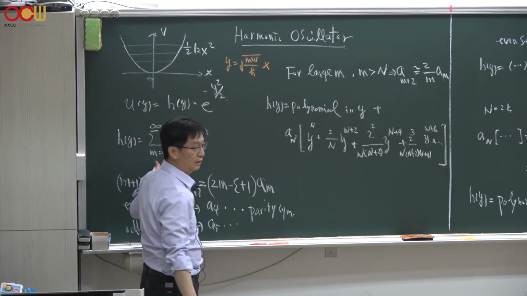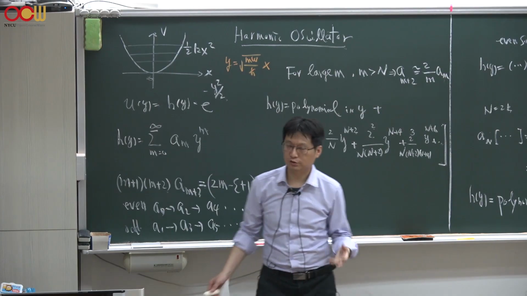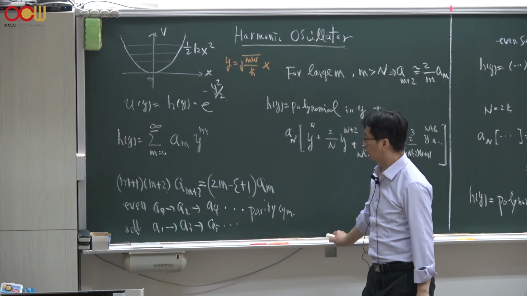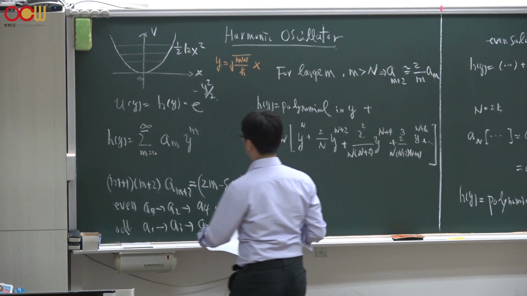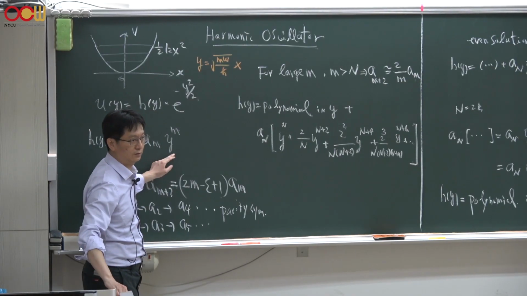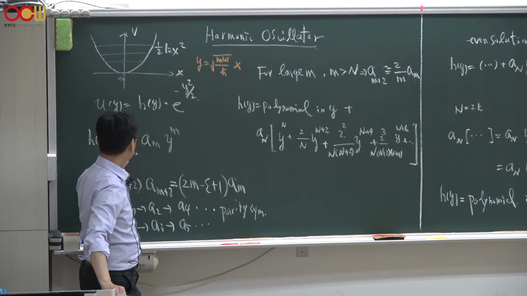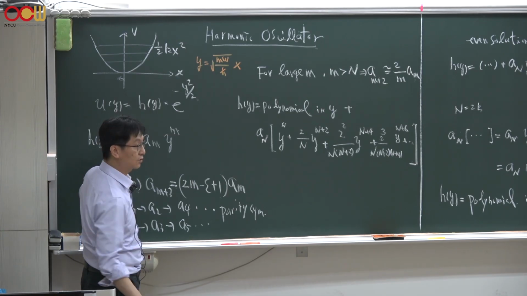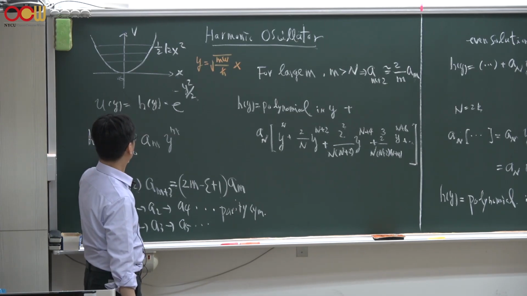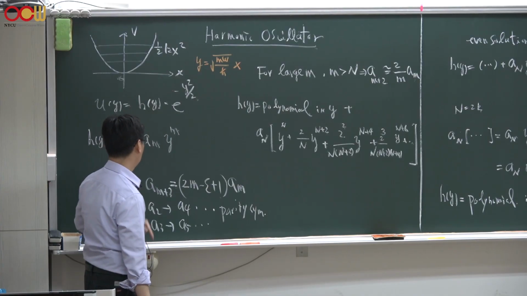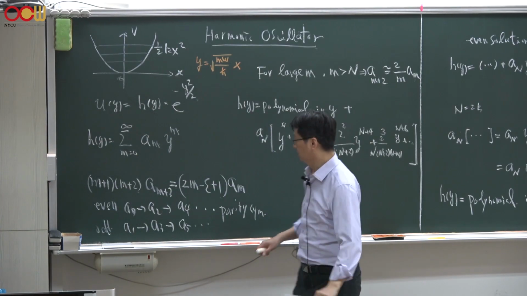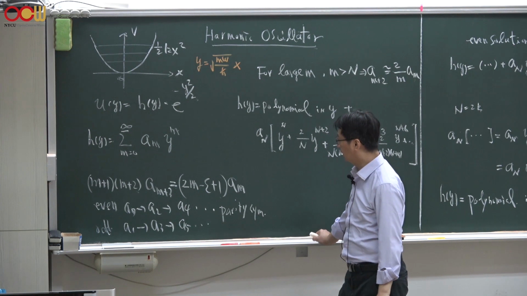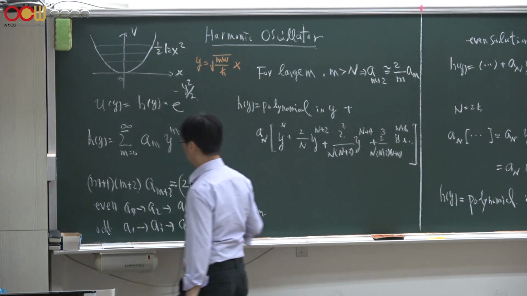Last time we proposed that the h function could in general be a polynomial in y with an infinite number of terms, y to the m-th power, where m goes from 0 to infinity. We plugged this ansatz for the h function back into the Schrödinger equation, and found a so-called recursive relation between the coefficients a_m and a_(m+2), like this.